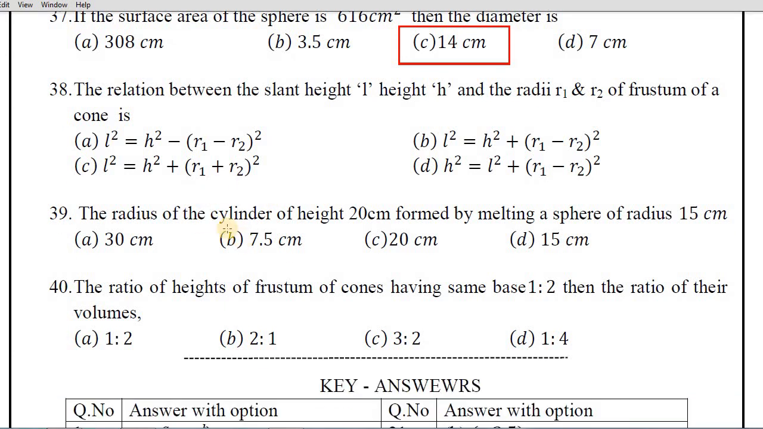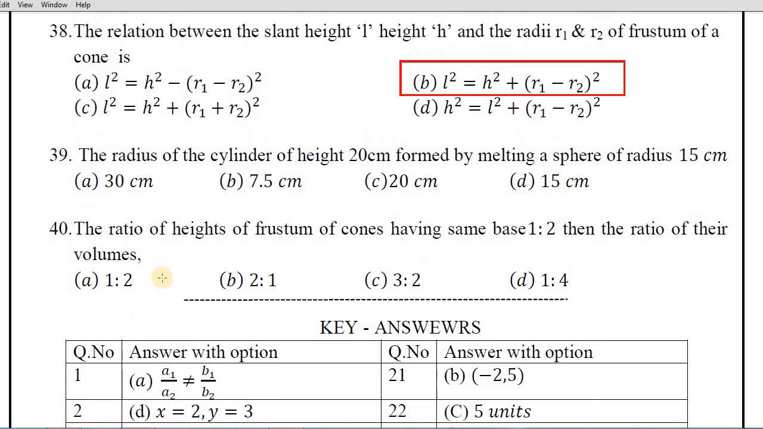Next, question number 38. The relation between slant height L, height h and the radii r1 and r2 of a frustum of a cone is... means the slant height formula you wanted to write for this, children. So that is option B, L square is equal to h square plus (r1 minus r2) whole square. Question number 39, children.